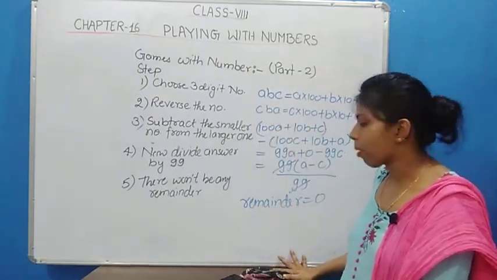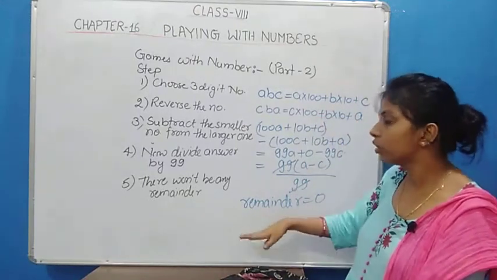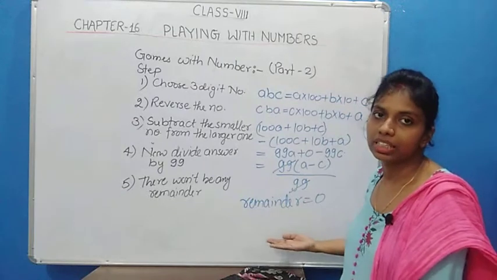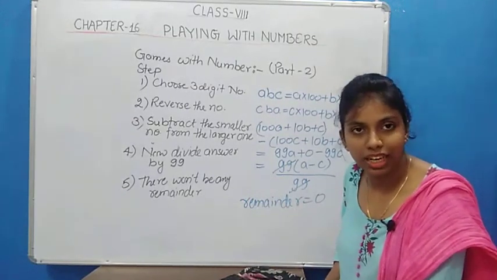So this is the proper step. You can choose any number on your side and just follow the instructions, and finally you get that your remainder must be 0. In the next video we are going to discuss another game.